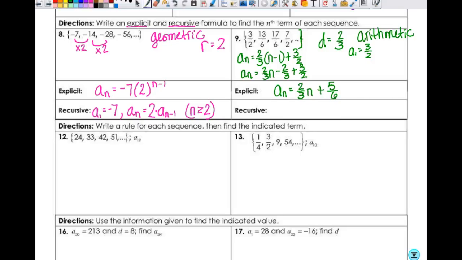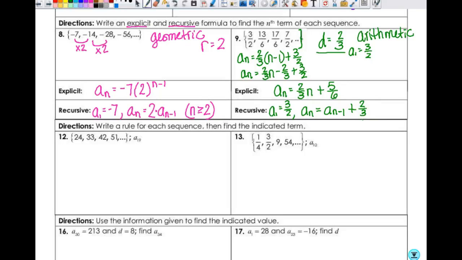For recursive, you have to know the term before it. So I define the first term: A1 is equal to 3/2. Then to find any other term, AN, I'm going to take the term before it, AN minus 1, and add 2/3 to it. Not 3/2, because your difference is 2/3. That's what you're adding to every term before it to get the next one. 3/2 is the first term, 2/3 is the difference. There's your explicit and recursive.